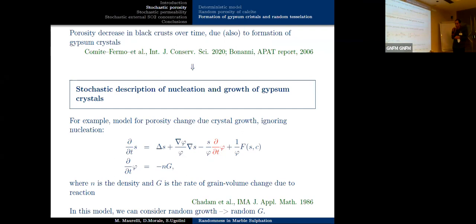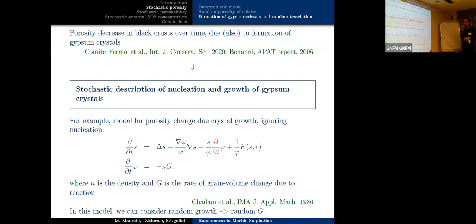So for what we know, I see at least two ways to reproduce this. First of all, one may try again to give a macroscopic description of the crystal growth, right? This means that the porosity phi changes over time.